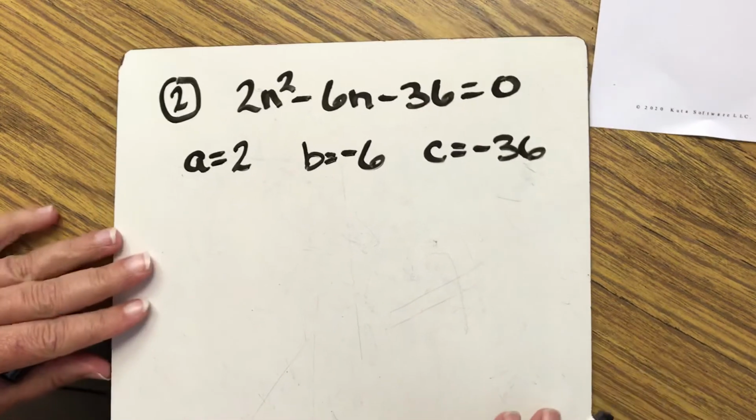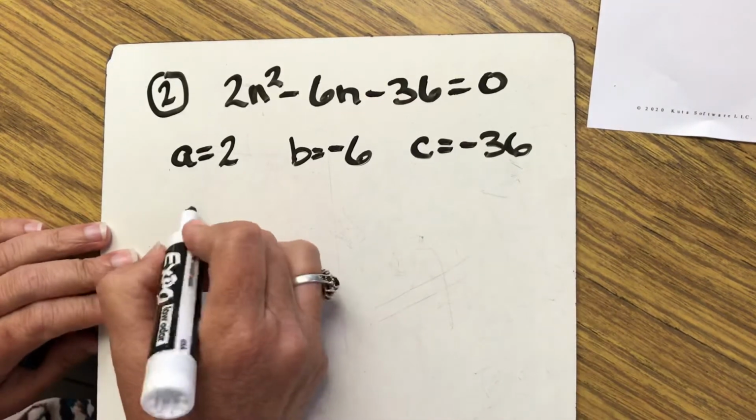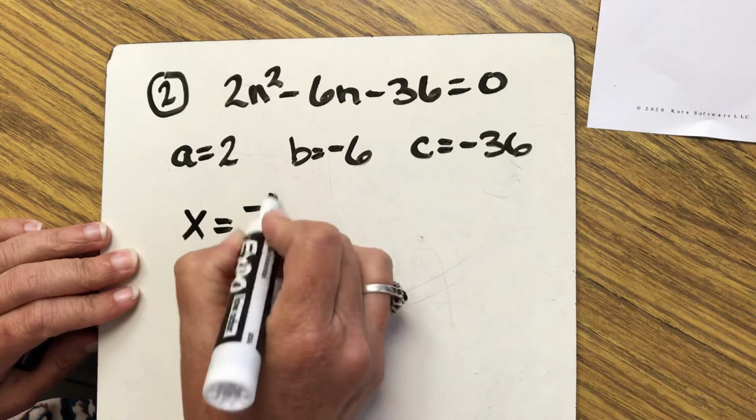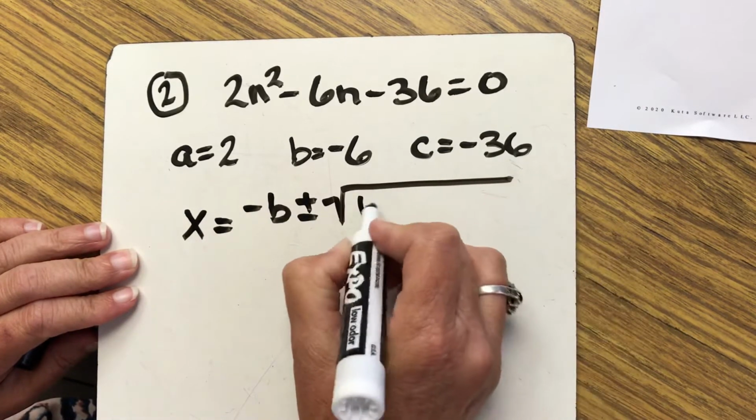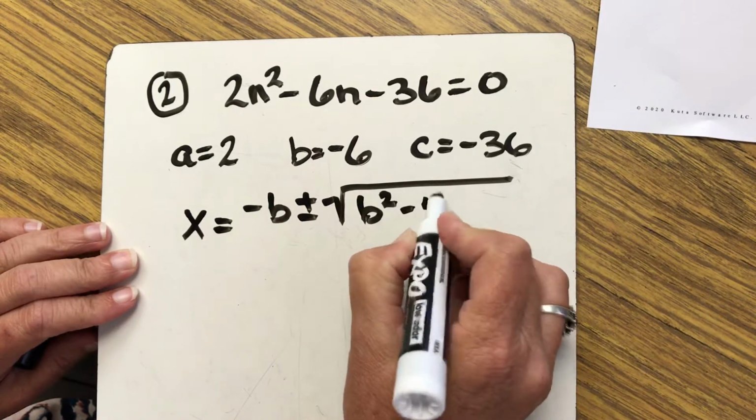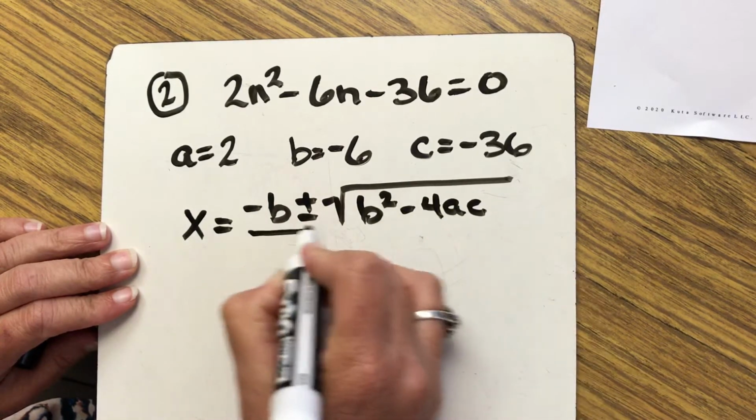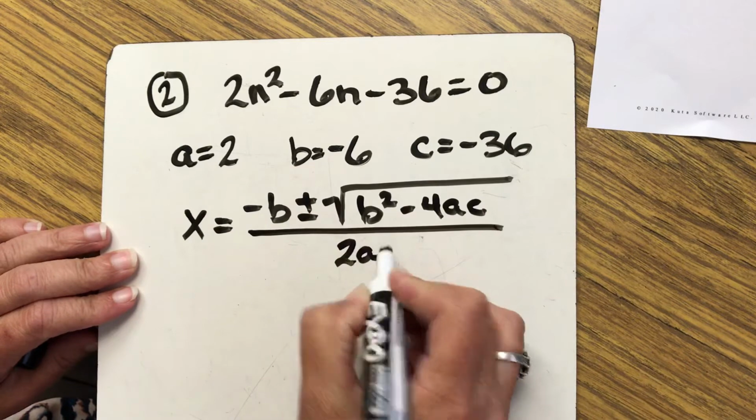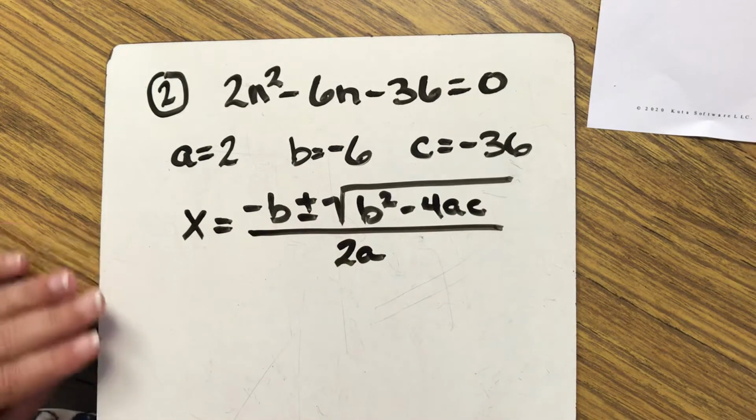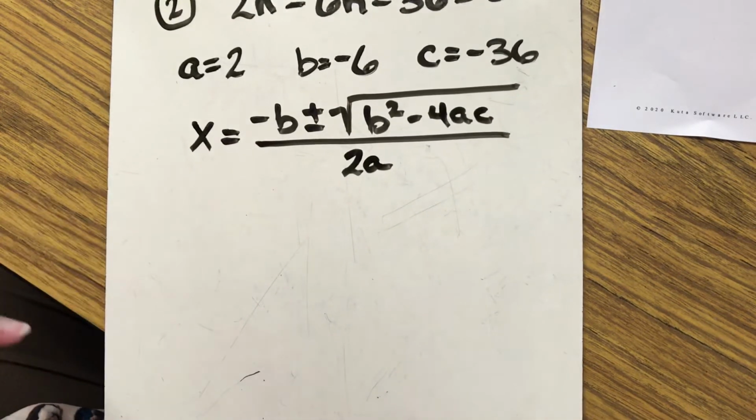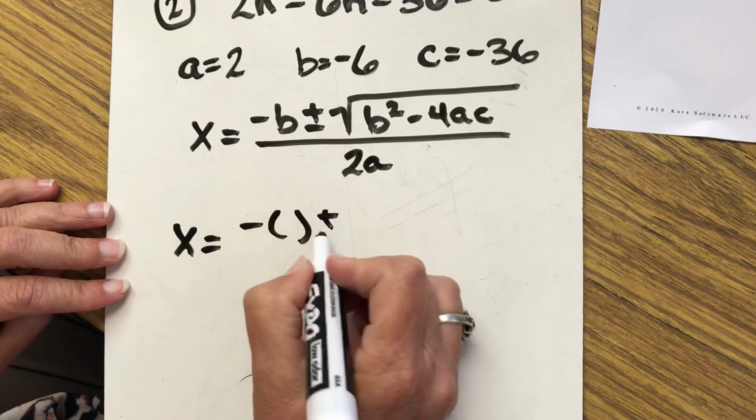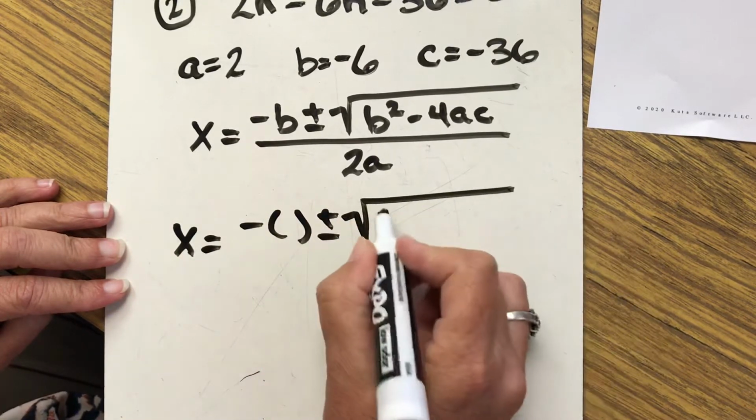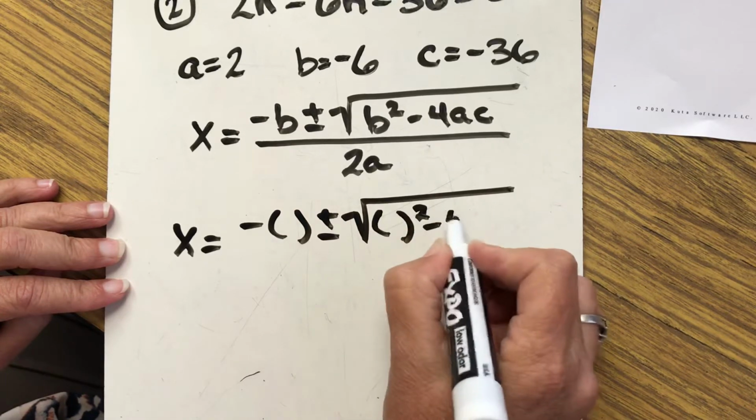So that's our first step, identify our A, B, and C. Next, let's go ahead and write down the quadratic formula. So x equals negative b plus or minus the square root of b squared minus 4ac. Next step, rewrite that same formula, but with blanks instead of the variables, because we're going to go back and fill in those blank spaces.